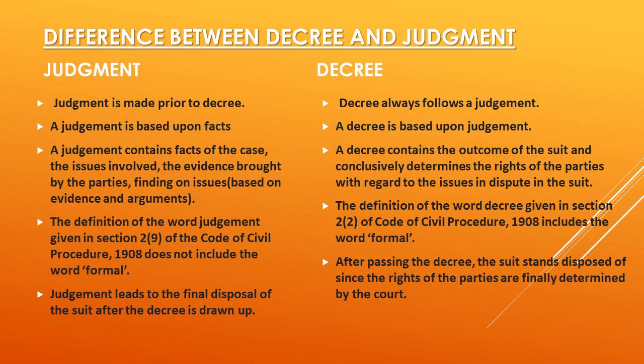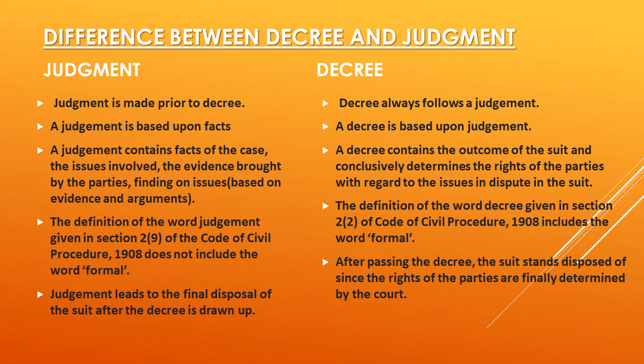Lastly, to conclude, we should understand what is the basic difference between judgment and a decree. A judgment is made prior to decree, while decree follows a judgment. A judgment is based upon facts, while a decree is based upon judgment. A judgment contains facts of the case, the issues involved, the evidence brought by the parties, and findings on issues based on evidence and arguments, while a decree contains the outcome of the suit and conclusively determines the rights of the parties with regard to the issues in dispute in the suit.